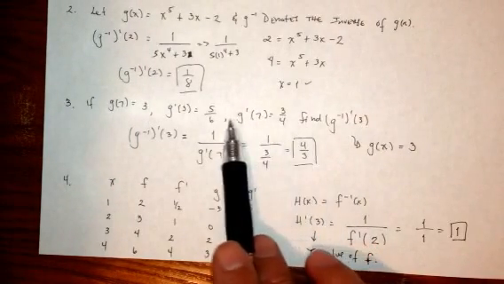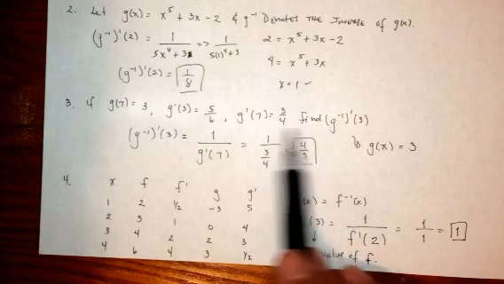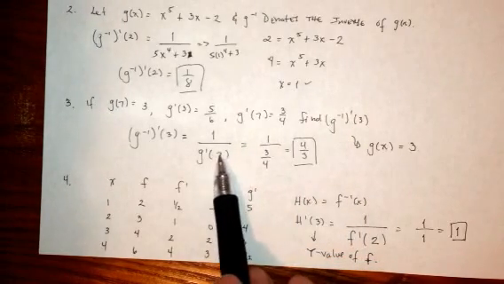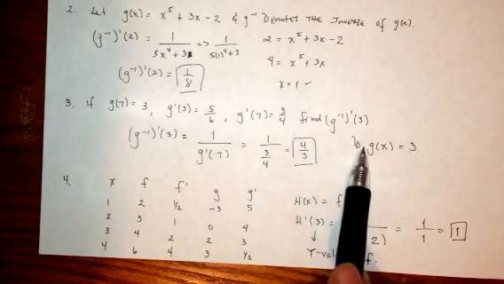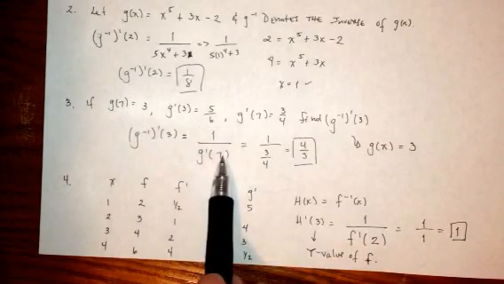This is the y value, and I'm trying to find the x. So it's 1 over the derivative of the original. What's the derivative of the original? It's g prime of something. What am I going to plug in? Well, this is the y value, I'm looking for x. What is it? Oh, it's 7. I plug in 7.